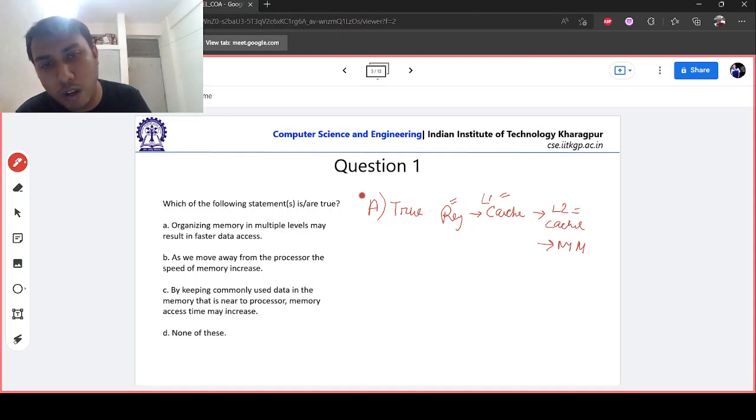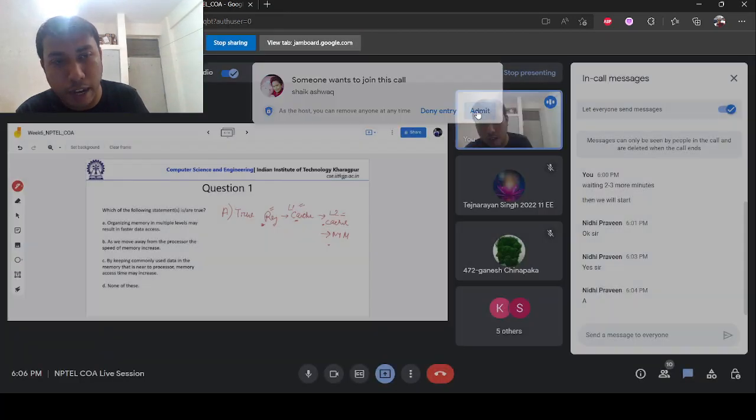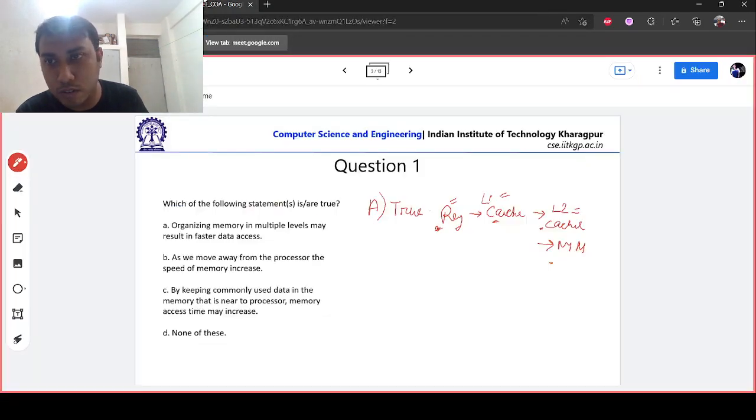As we all know, the processor register is part of the memory that is actually accessible to the processor, so this is the fastest. Then we have cache. If it is not present in the register, we search the cache. If it is not present in L1 cache, we search the L2 cache, then the main memory. In a way, we have shown in the lecture that an organization like this saves a lot of time and gives fast access. So option A is true.